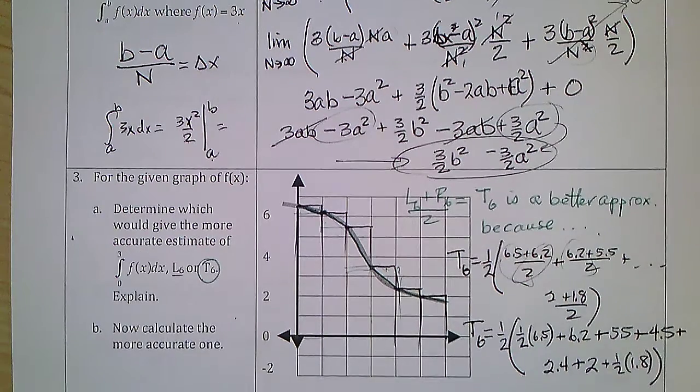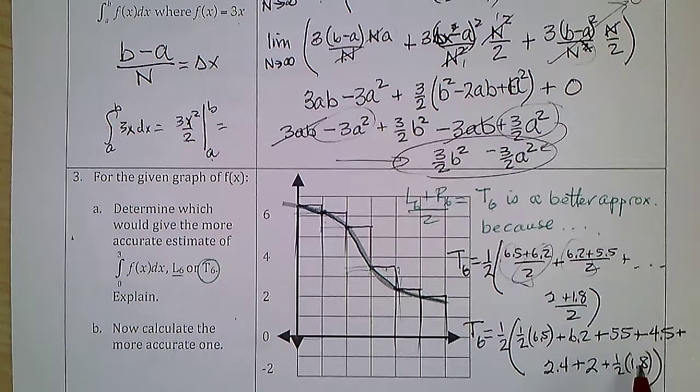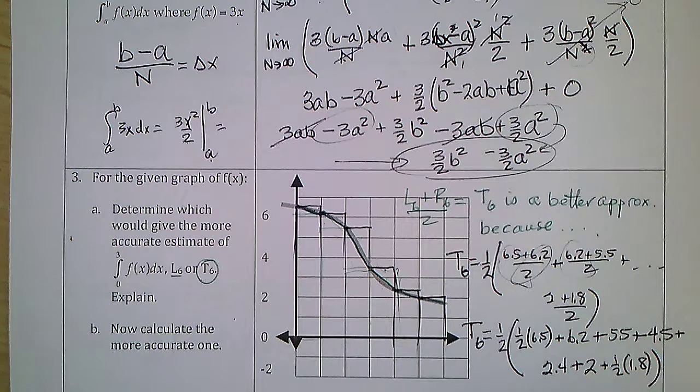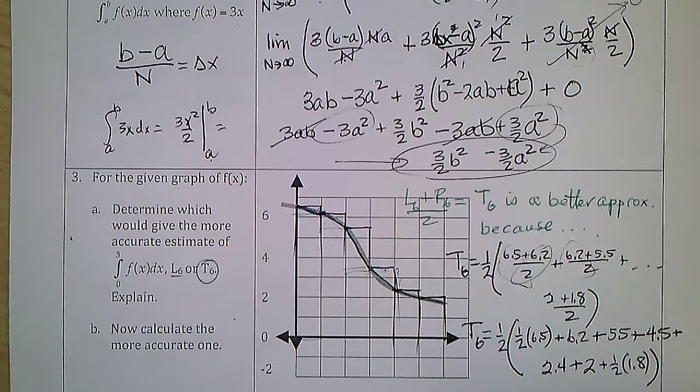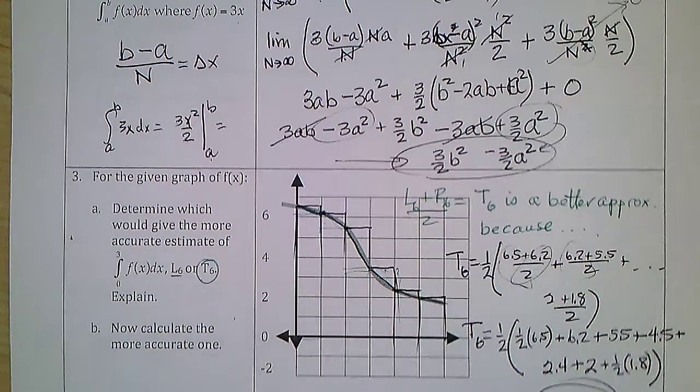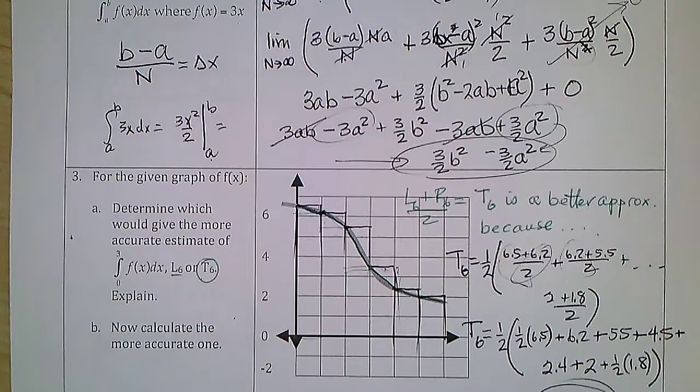Anyway, let's see, 2.4. Boom, boom, boom, boom. Yeah, this is what I did on my key, and when I worked this out, I got approximately 11.875 for the area under the curve. Okay, page 2.